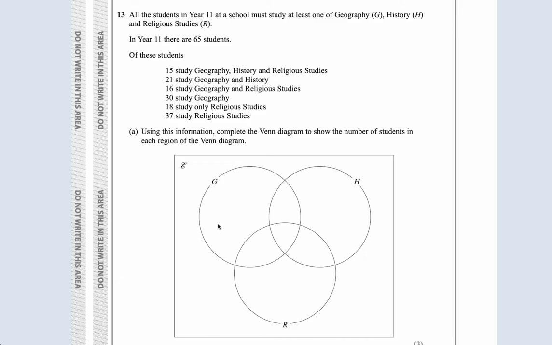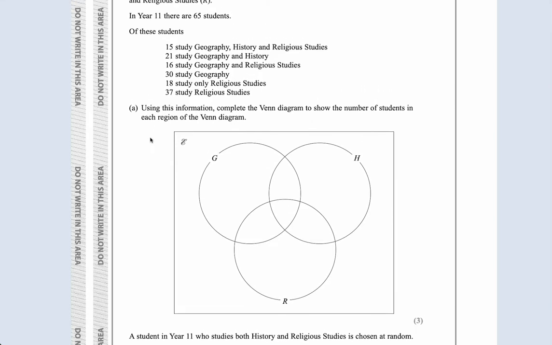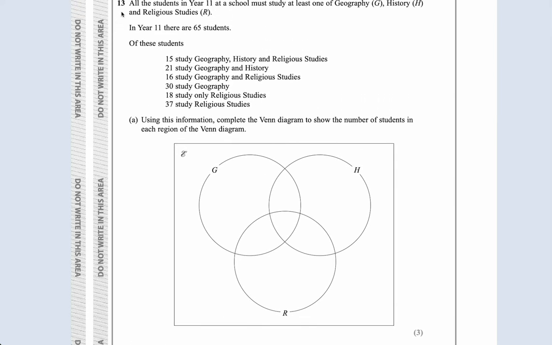Question 13. All the students in year 11 at a school must study at least one of geography, history, and religious studies. There are 65 students in the school. Of these students, okay, I can read that in a second. Using this information, complete the Venn diagram to show the number of students in each region. How many marks are they giving us? 3 marks. Not bad.